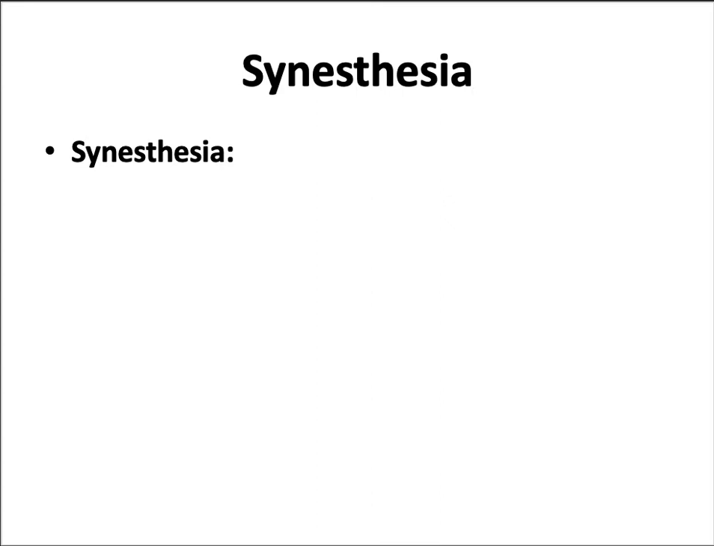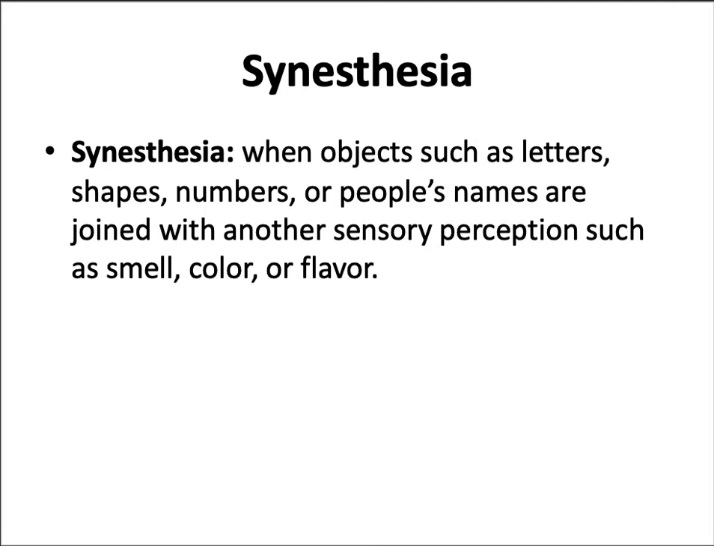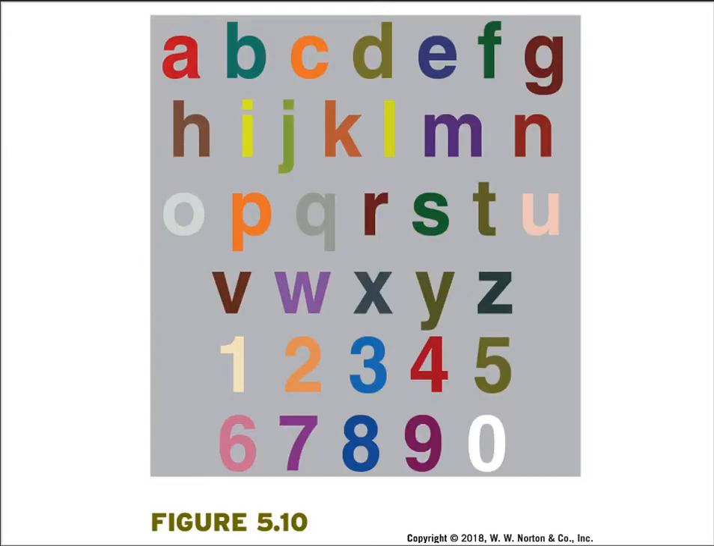Although the brain creates stable representations, sometimes the resulting experience is quite unusual. Bill, who hates driving because the sight of road signs tastes like a mixture of pistachio ice cream and earwax. This is something called synesthesia, when objects such as letters, shapes, numbers, or people's names are joined with another sensory perception such as smell, color, or flavor. This figure is an artistic rendering of the color letter and color number associations for one person with synesthesia.